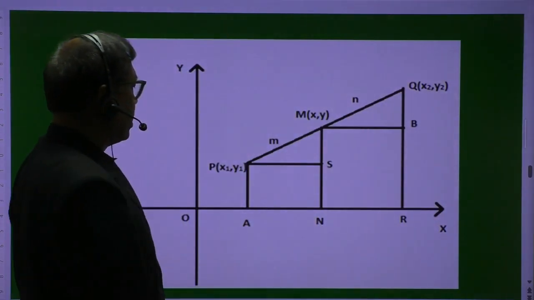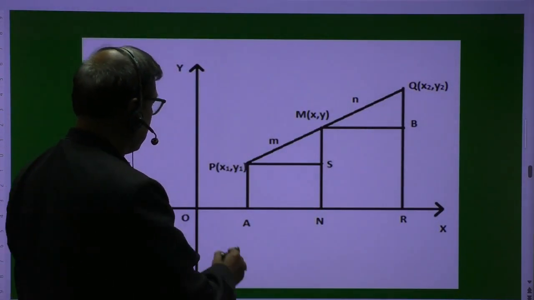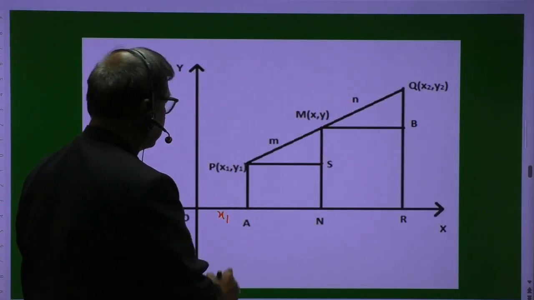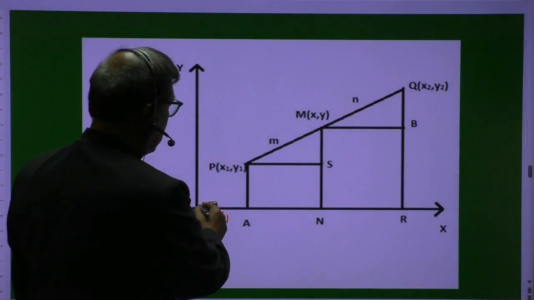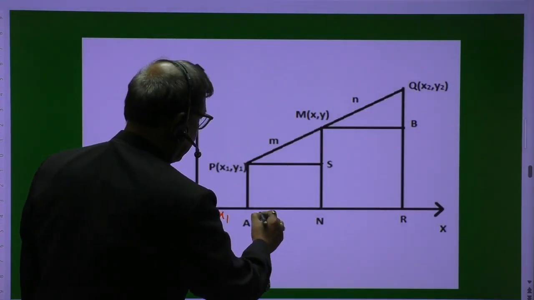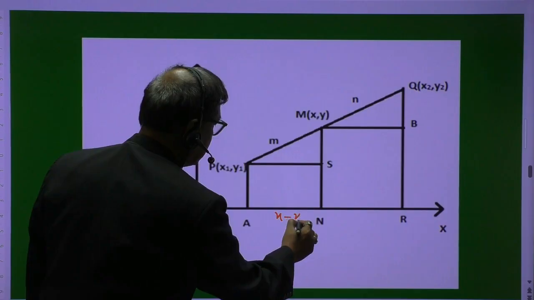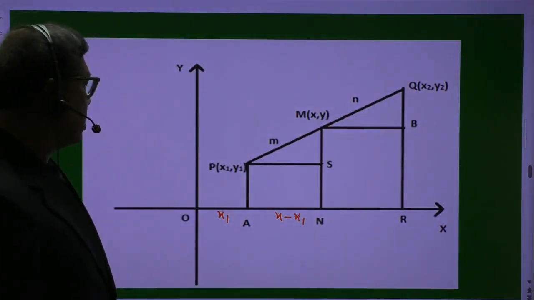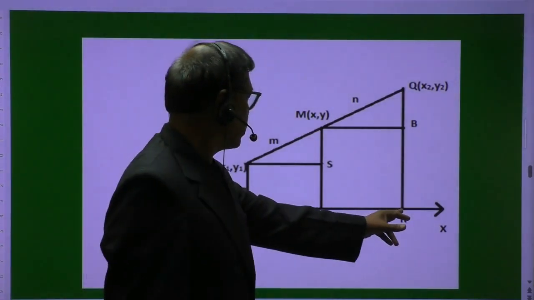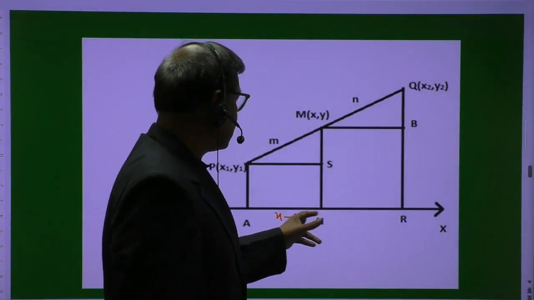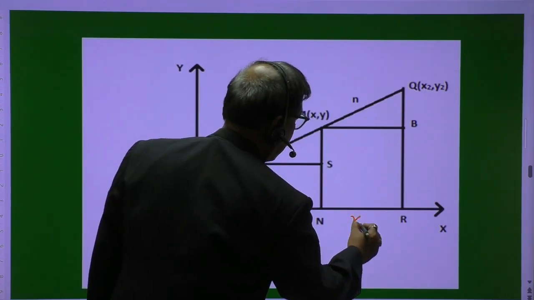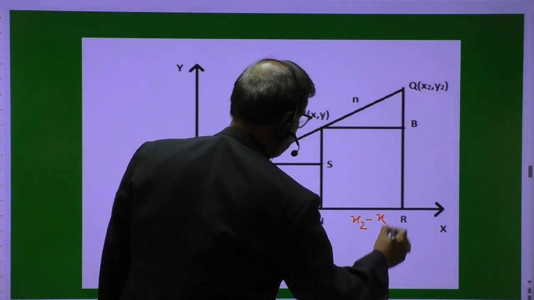Okay, see here, n how much? From origin to A, that is x1, and from origin to n, that is x. So n will be x minus x1. Now from origin to R is x2, and from origin to n is x. So what will be nr? x2 minus x. Is it clear?